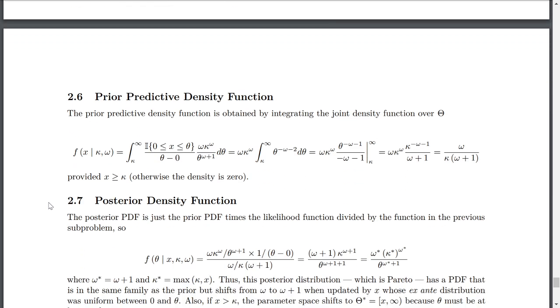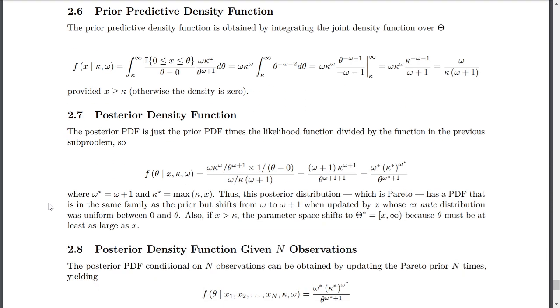So the distribution of theta in question is actually the Pareto distribution, and it is naturally conjugate with the uniform distribution. And so if you condition on one uniformly distributed data point between 0 and theta, then the posterior distribution is also going to be Pareto with updated values of kappa and omega shifted around.